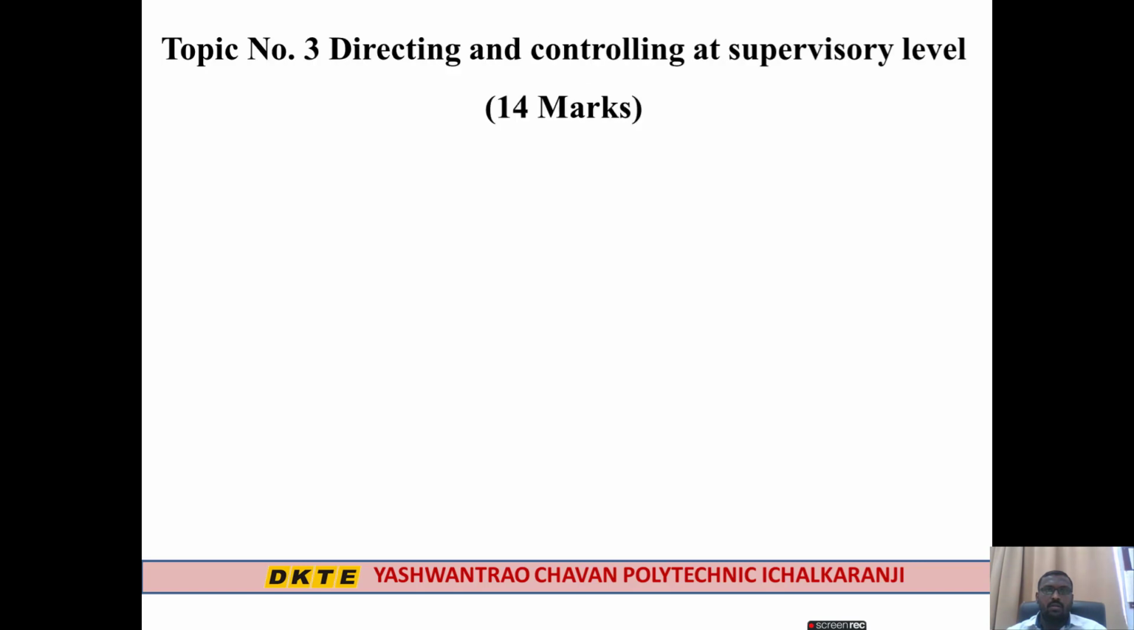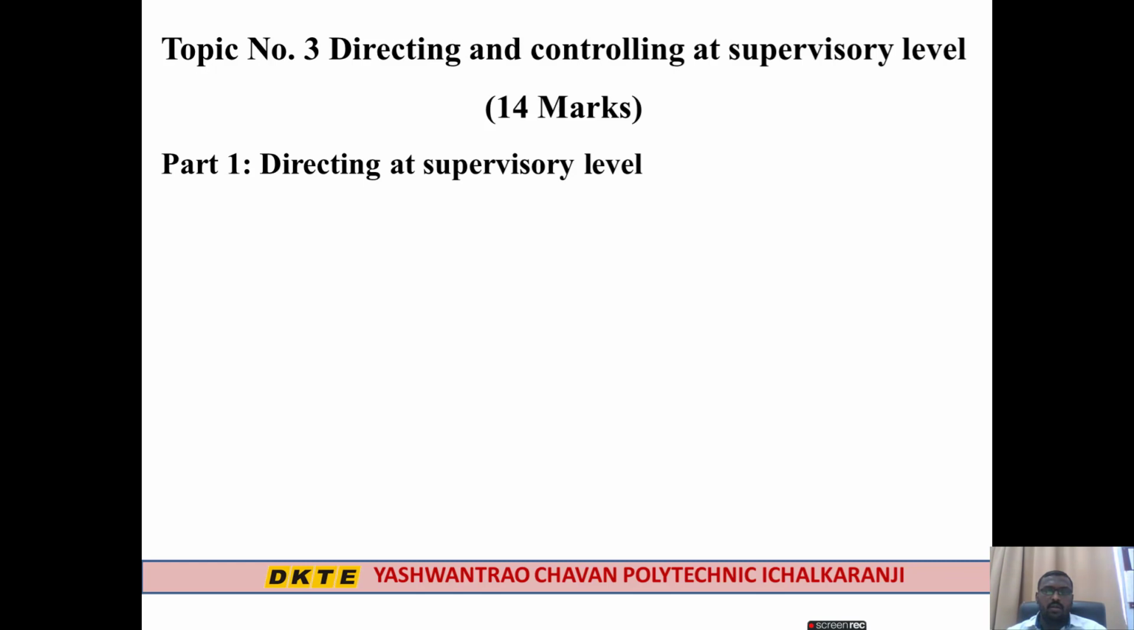The topic number third is directing and controlling at supervisor level, which is of 14 marks. This topic is divided into two parts. First part is the directing phase and second part is the controlling phase. Directing is the process in which the supervisor gives instructions and guidance to the people working under him, and also controls the performance of each individual to do the work in the best way.